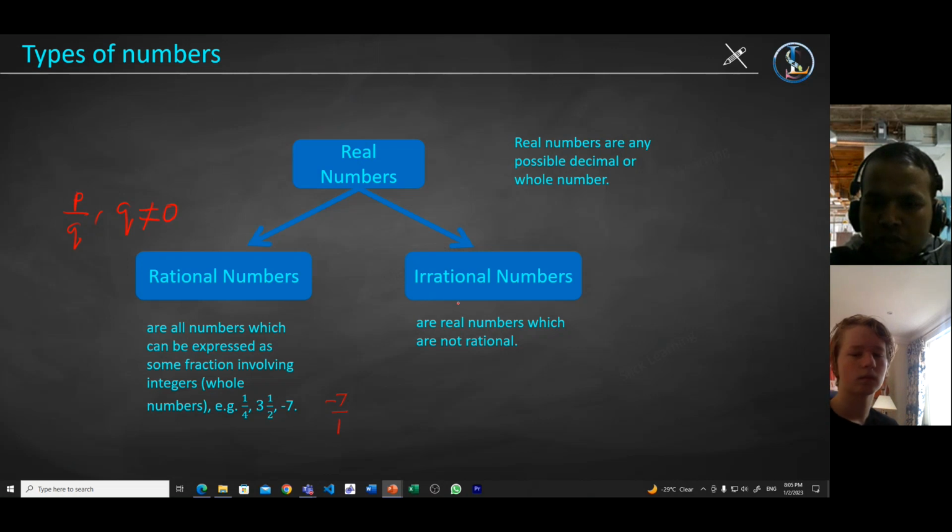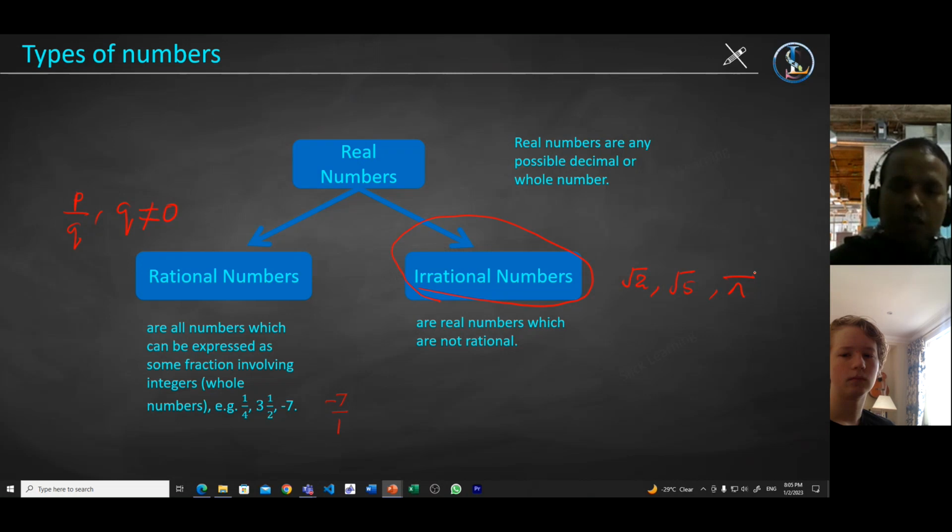Now, an irrational number is a number which is non-terminating and non-repeating, like square root 2, or square root 5, or pi. These are all called irrational numbers. An irrational number is always non-repeating and non-terminating, just the opposite of a rational number.